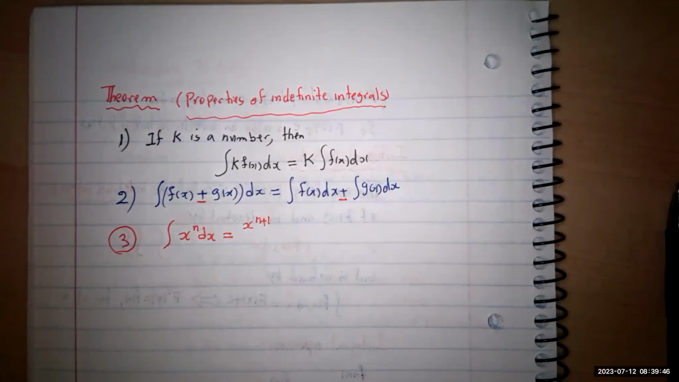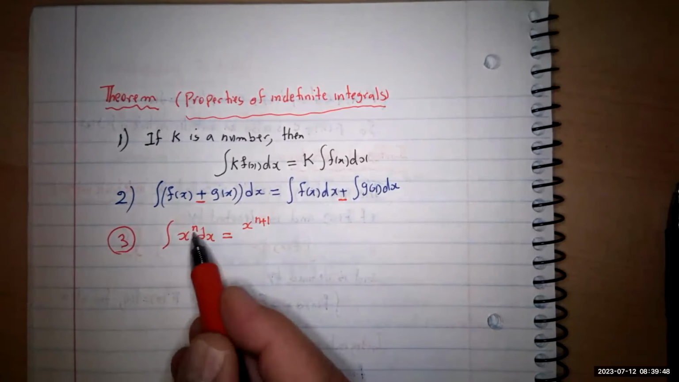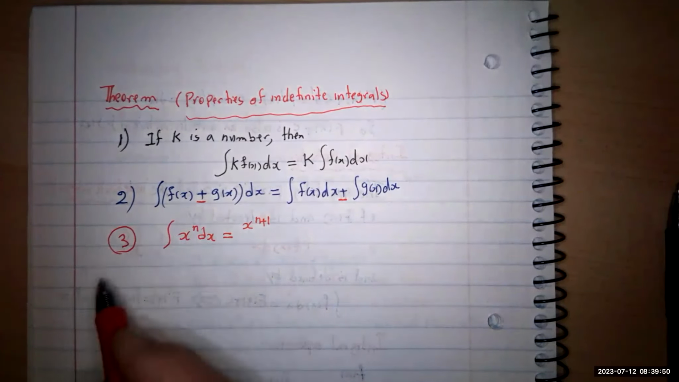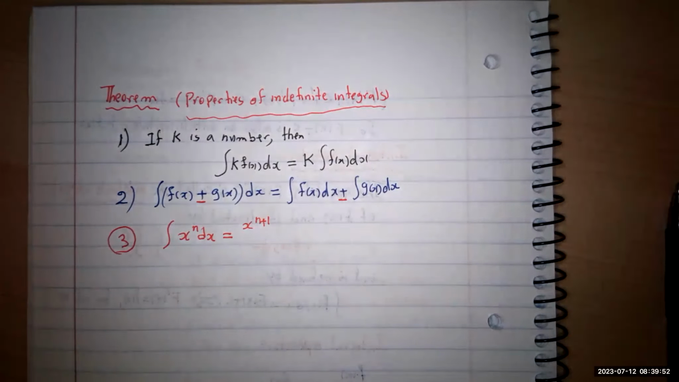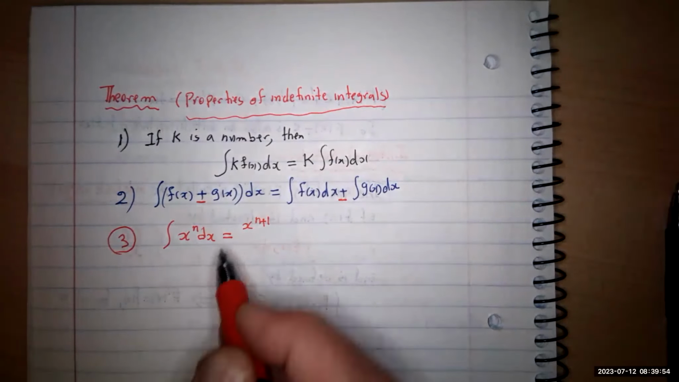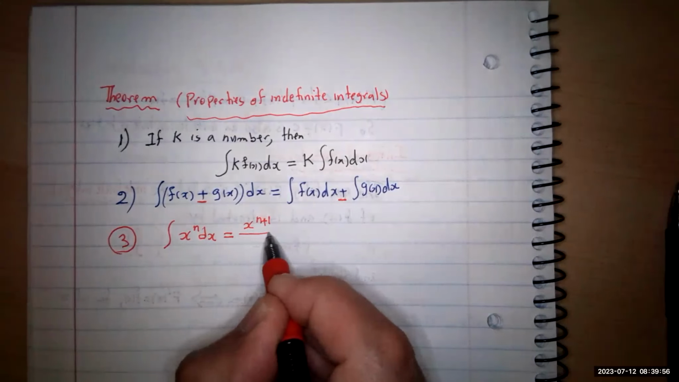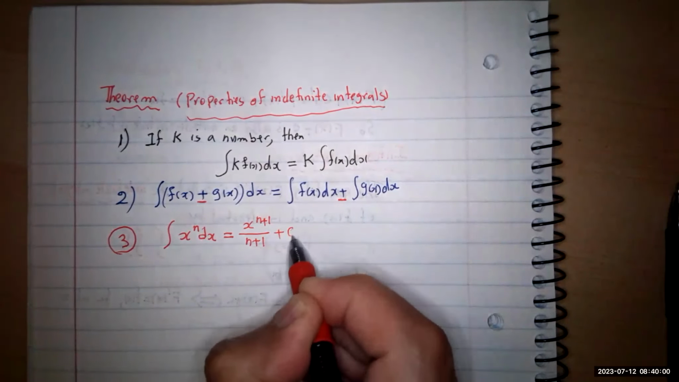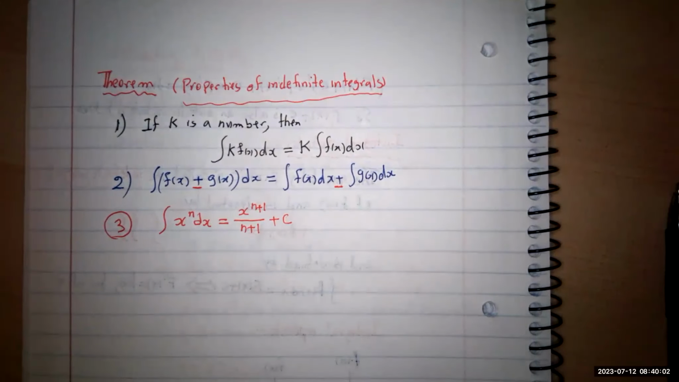But in the case of differentiation, remember, we bring the power down. We multiply by the power, n x to the n minus 1. Opposite of the multiplication is division. Divided by n plus 1, plus the constant. This is the power rule for integration.